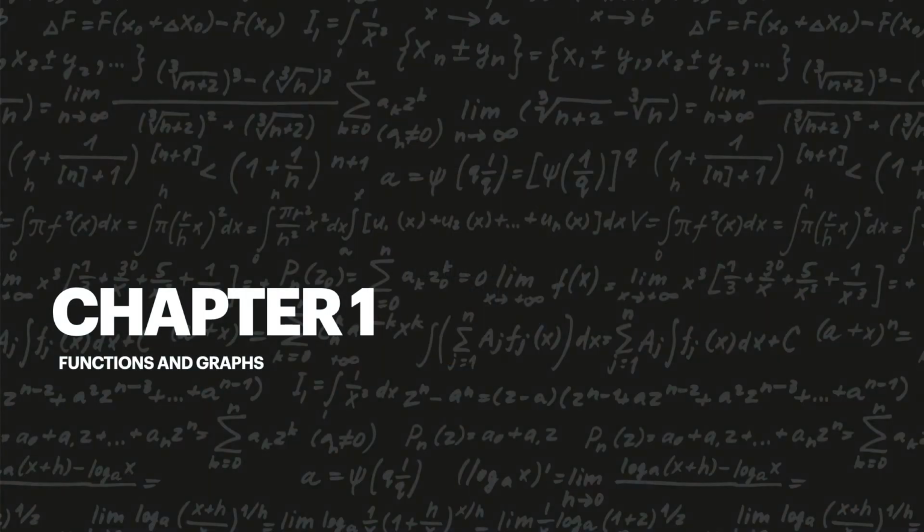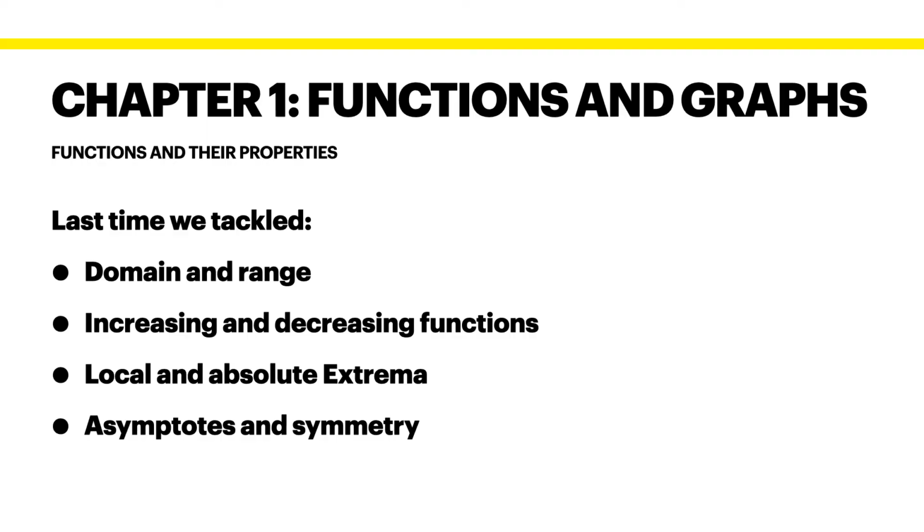Hello and welcome. Today we're going to continue our discussion from last time. We are still in chapter 1, functions and graphs, but today we are going to check what we have tackled already. So we have done domain and range already. We already did increasing and decreasing functions. Now for today we're going to have local and absolute extrema, and asymptotes and symmetry.